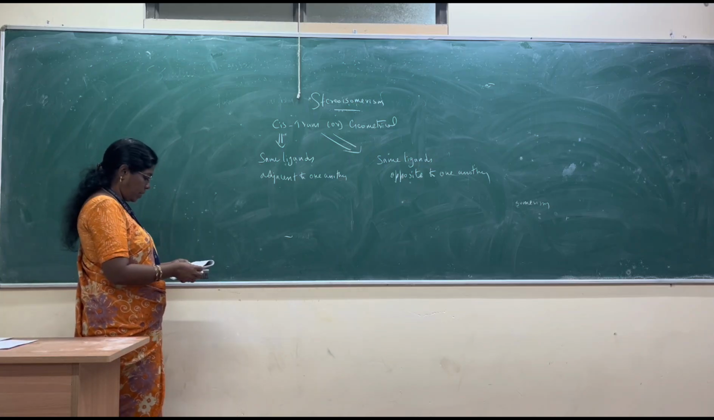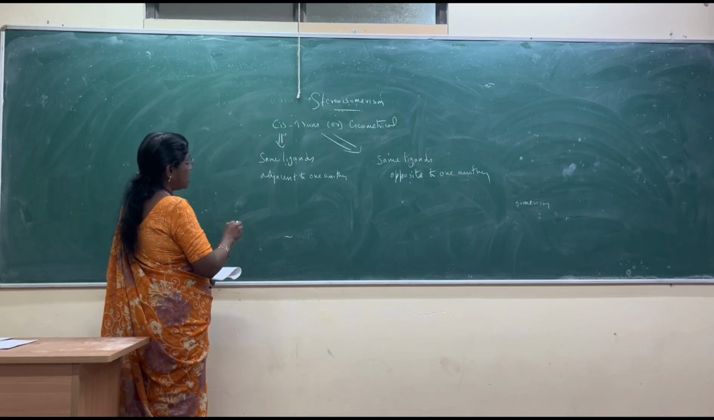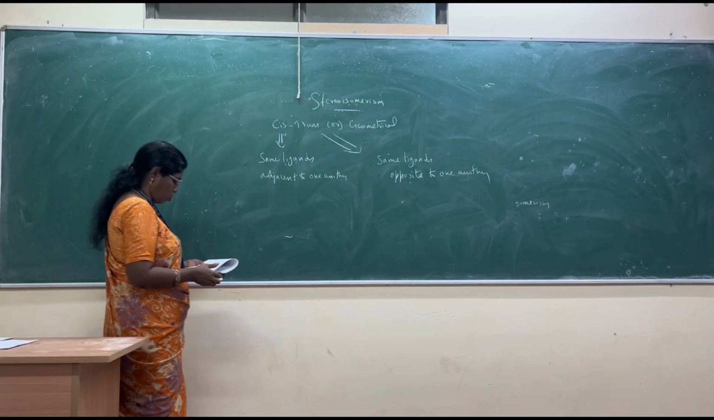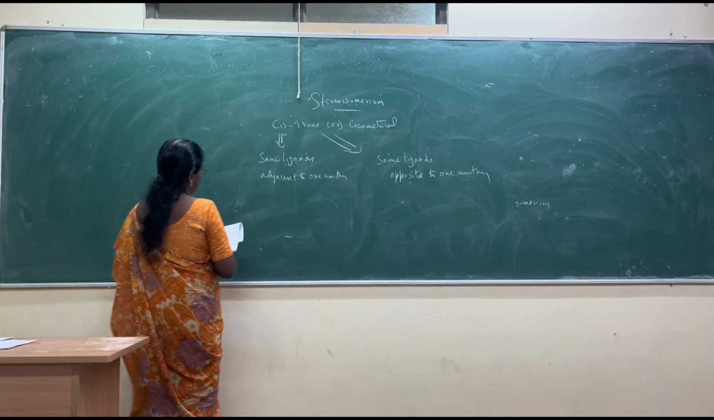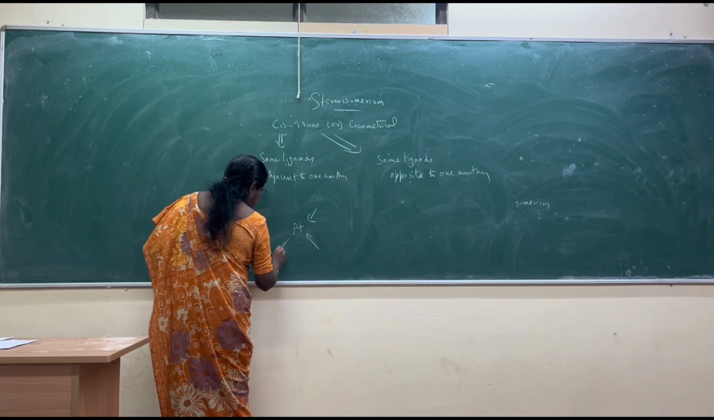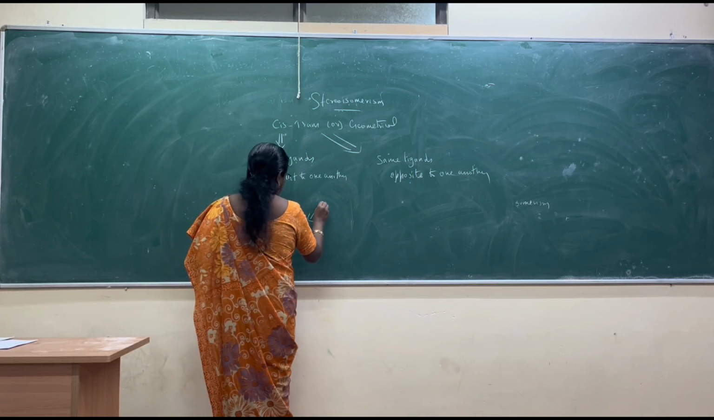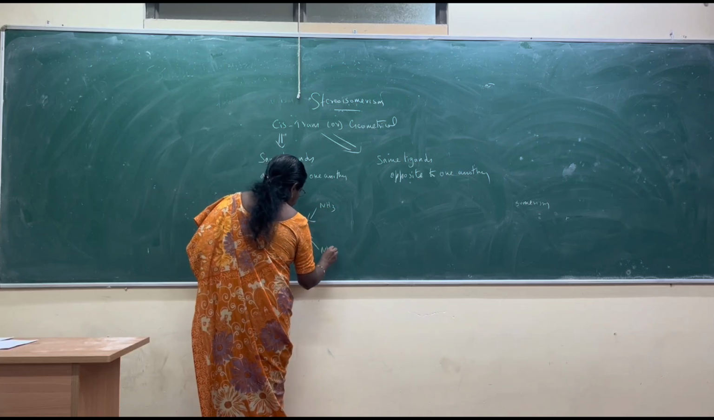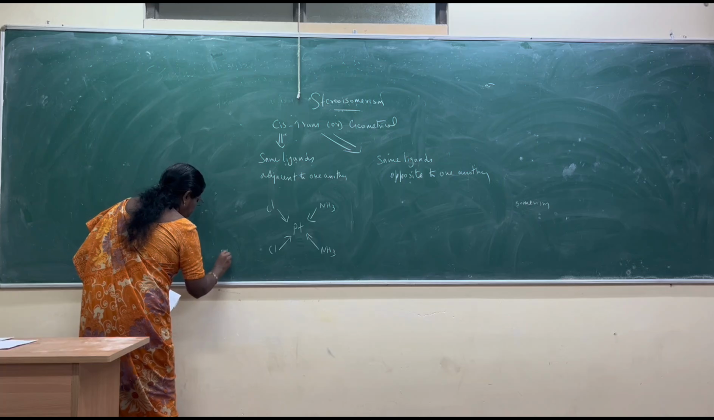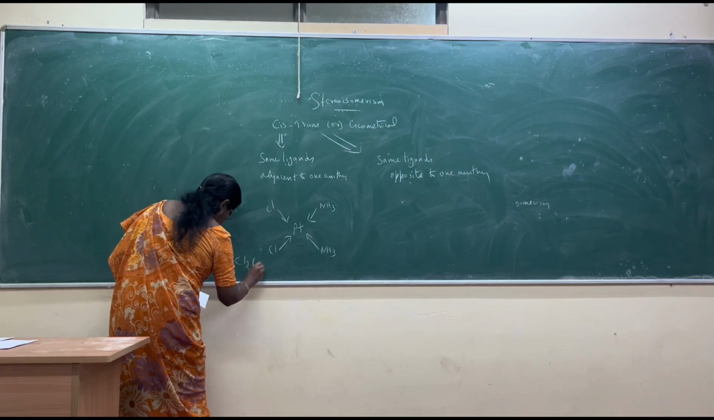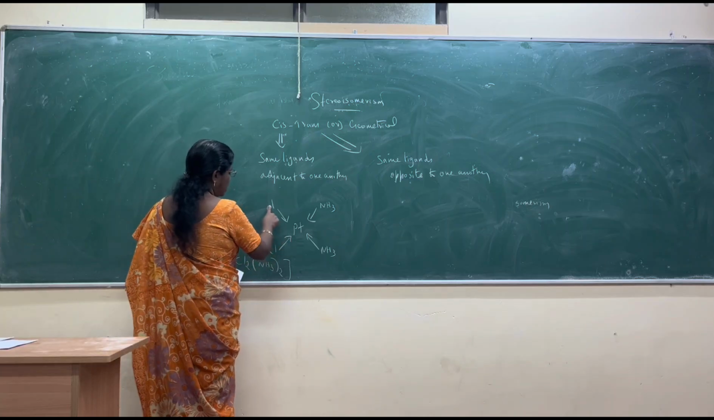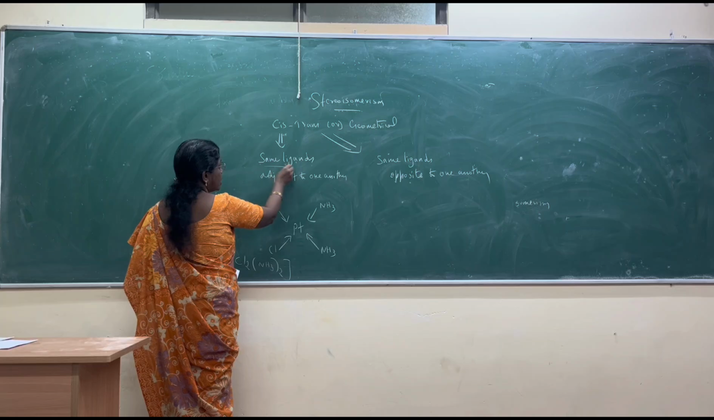So cis isomerism: cis means same ligands but adjacent to one another. Trans means same ligands but opposite to one another. So, example, for cis, the same ligands adjacent to one another is called cis isomerism.